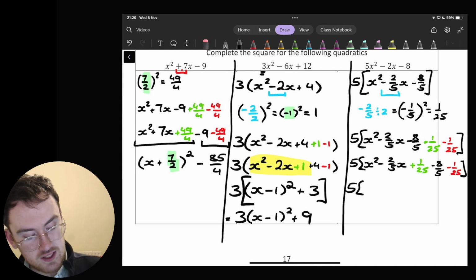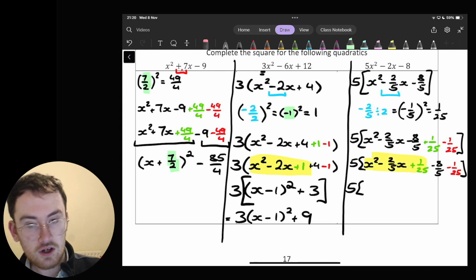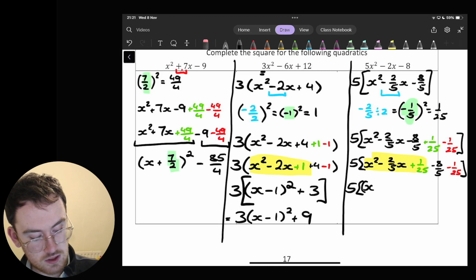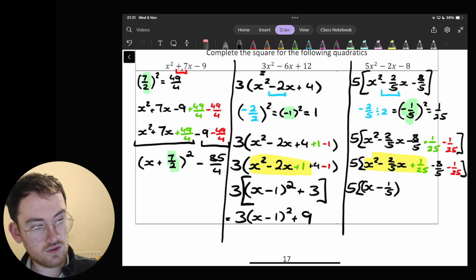Now again, completing my square involves me writing it as a perfect square, and we know that we can look back at our coefficient where we divided it by 2, which was the minus 1 over 5, because that's what's going to be inside my bracket. So minus 1 over 5 squared.